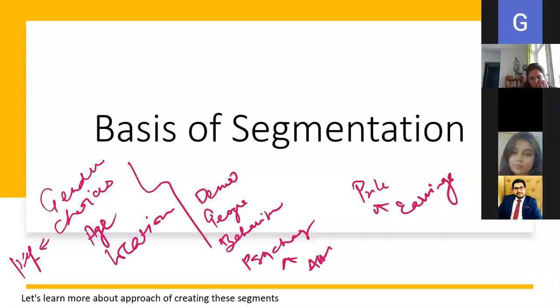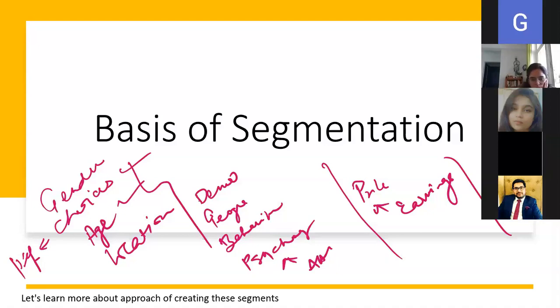Ma'am, age and lifestyle. Lifestyle, your choices, preferences. What are the other things that come in your mind? ठीक है, इसके बेसिस पे कर सकते हैं. Taste and preferences. Choices, preferences, taste, lifestyle.